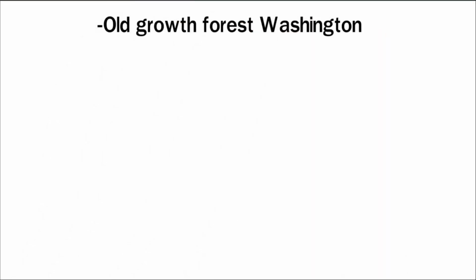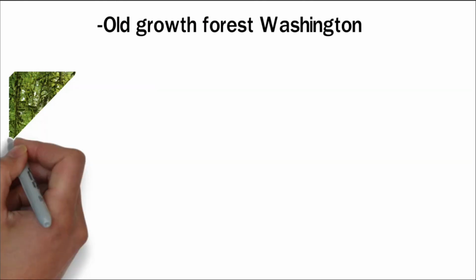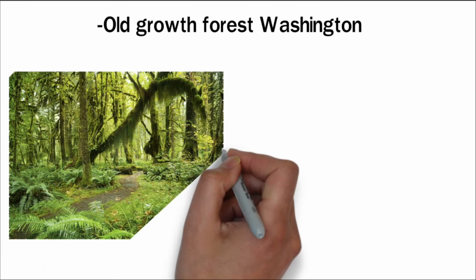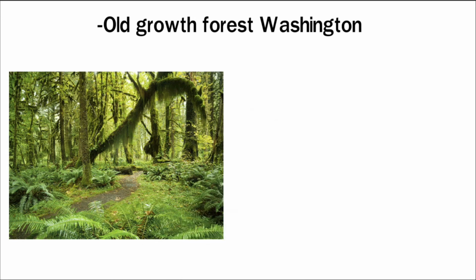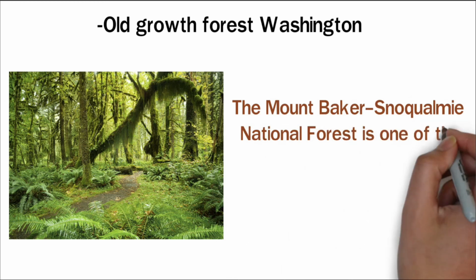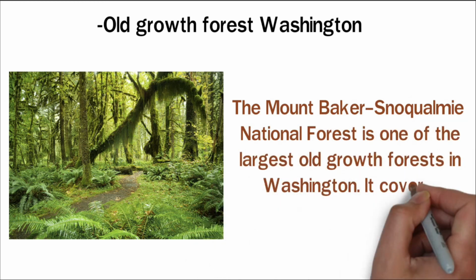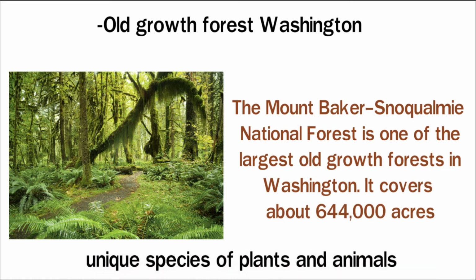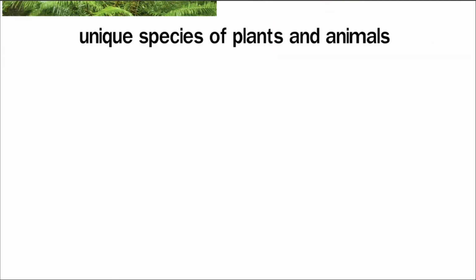Old-growth forests in Washington. Like Michigan, Washington State has a few old-growth forests. All the remaining old-growth forests are protected to preserve the trees and animal species. The Mount Baker-Snoqualmie National Forest is one of the largest old-growth forests in Washington. It covers about 644,000 acres. These old growths host unique species of plants and animals.